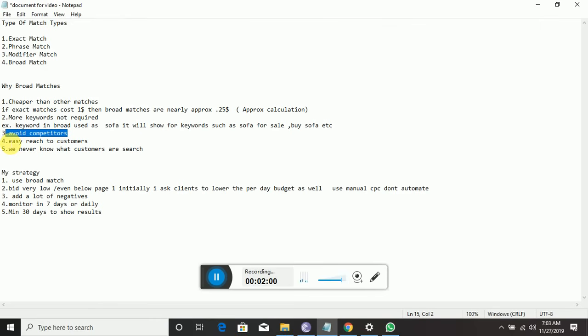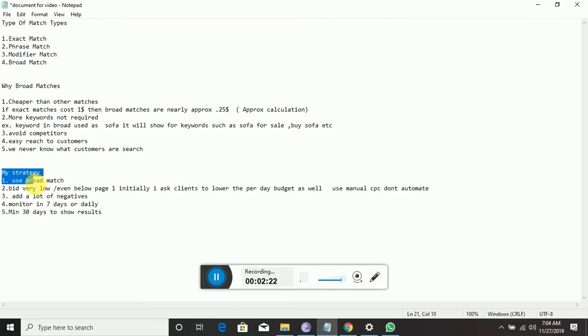One more thing is, it's very easy to reach customers when you use broad match types, because we never come to know what they are searching. So the chances are that you can get a large number of clicks when you use broad match. It's easy to reach customers when they are in the discovery phase. So yes, that's why I use broad match.